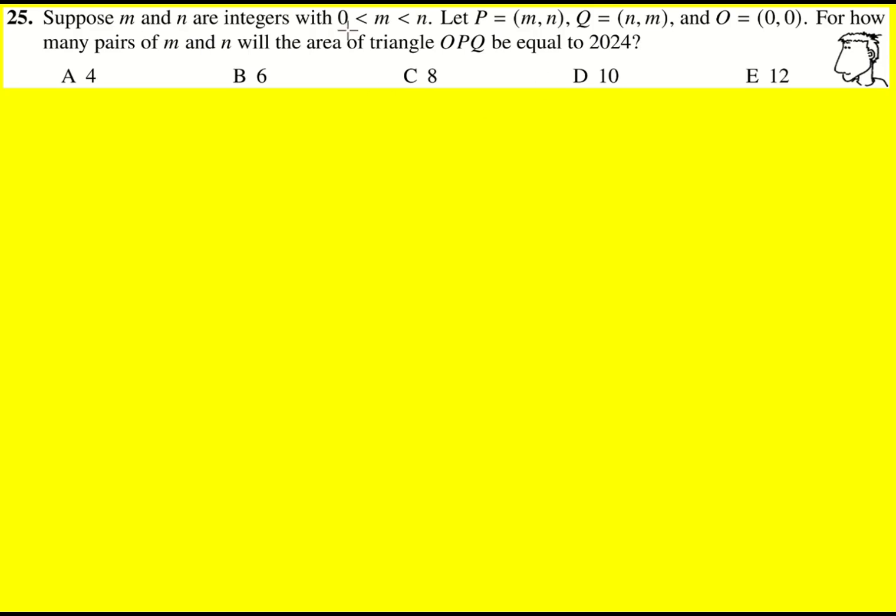m and n are positive integers, and n is greater than m. I've got these two coordinates: P is (m, n) and Q is (n, m), with O as the origin. For how many pairs of m and n will the area of the triangle formed between these three points be equal to 2024? Really great question here.